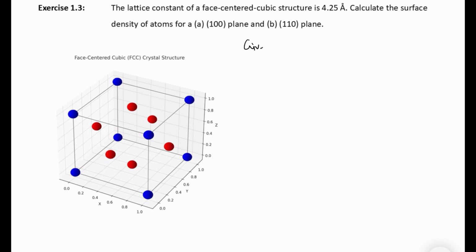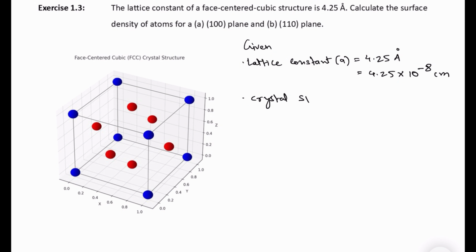Given: lattice constant A equals 4.25 angstrom, which equals 4.25 into 10 raised to power minus 8 centimeter. Crystal structure: face centered cubic, FCC.